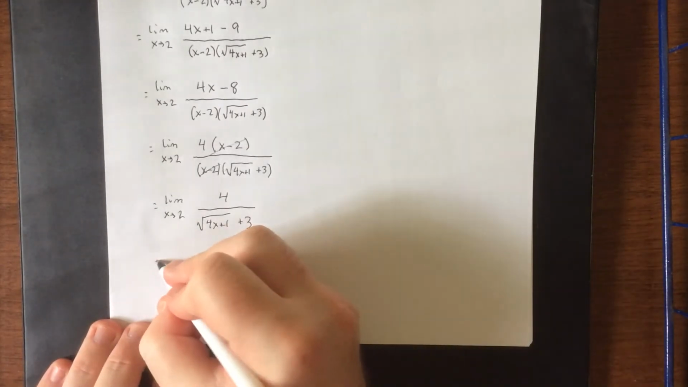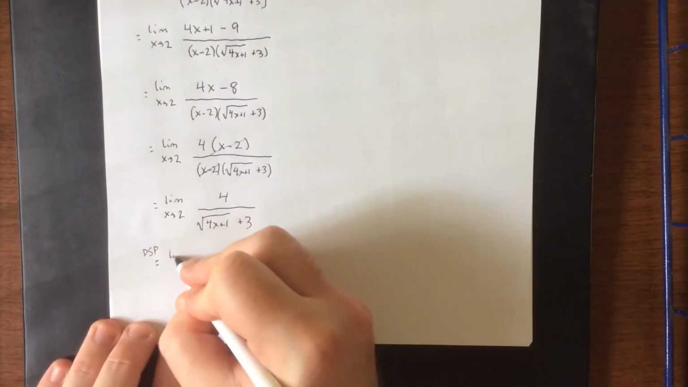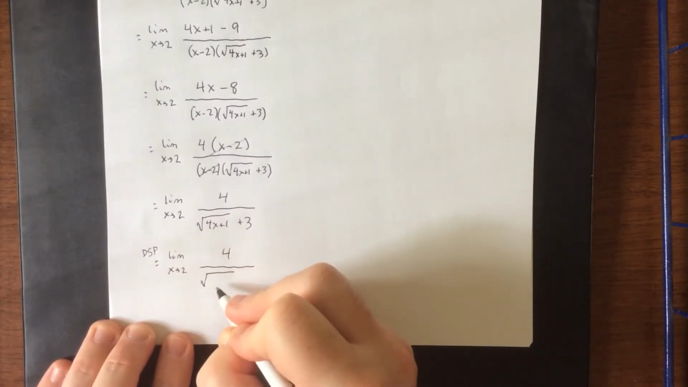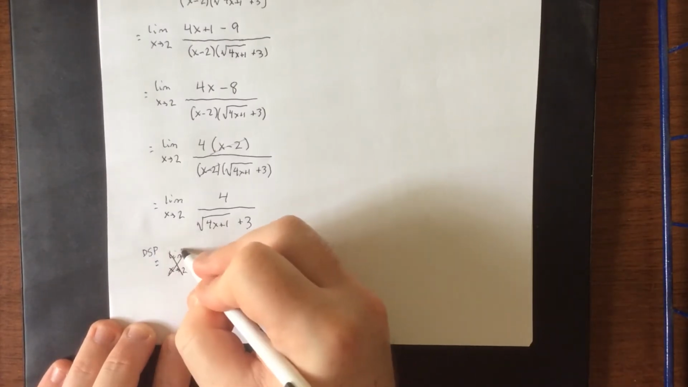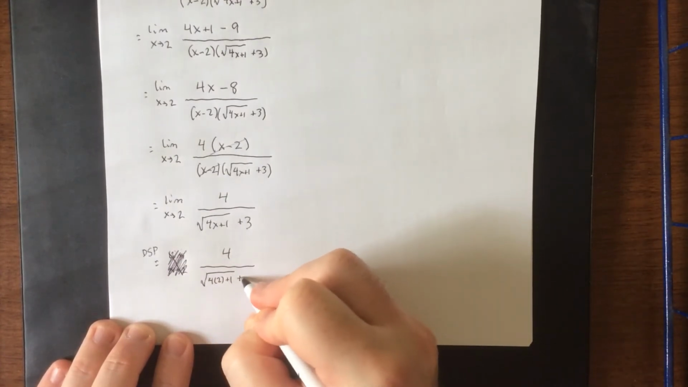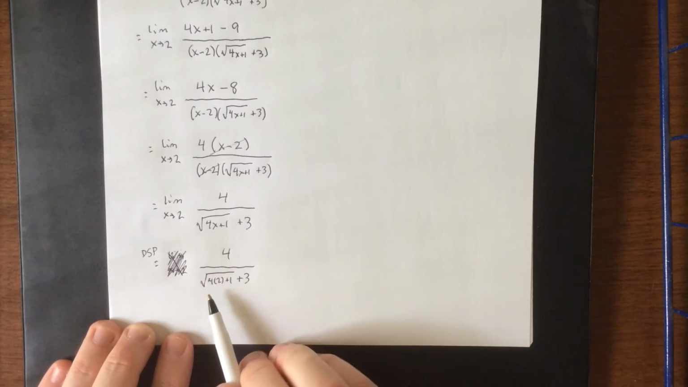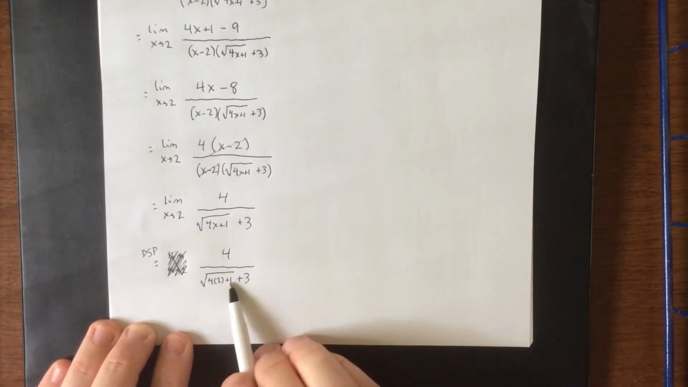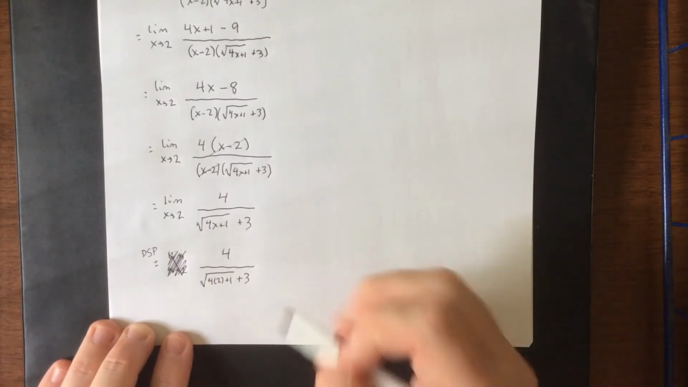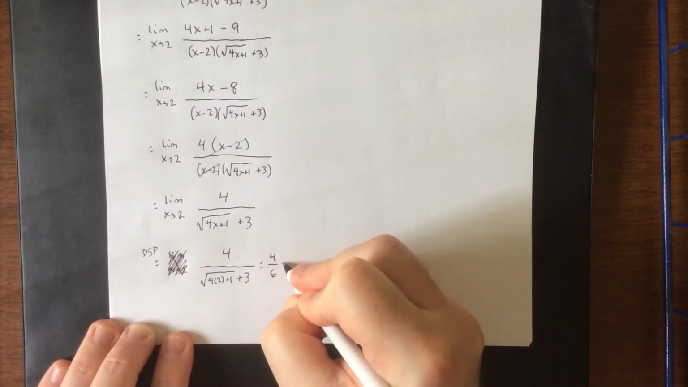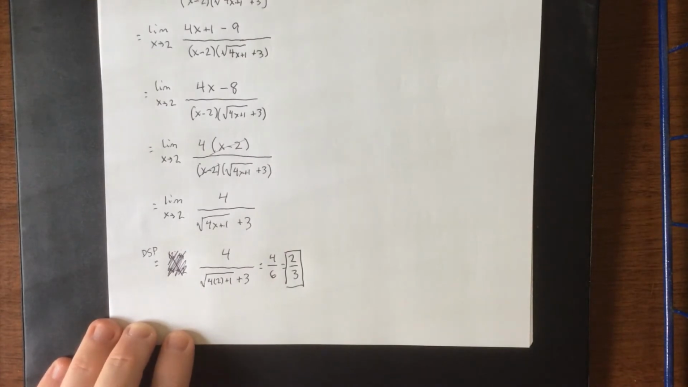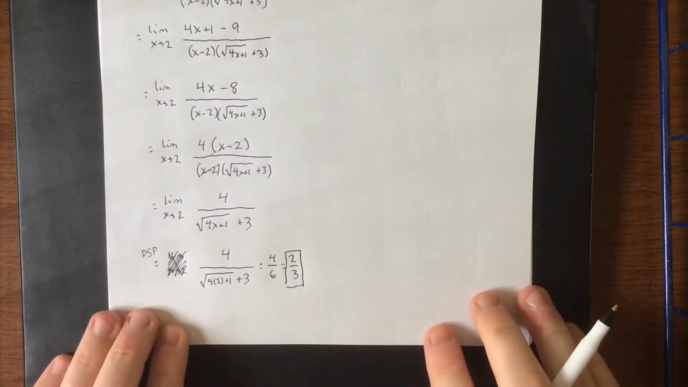You can now use the direct substitution property to get 4 over the square root of 4 times 2 plus 1 plus 3. Oh, I used the direct substitution property, I don't write limit anymore. Inside the radical, that's 8 plus 1, that's 9. Square root of 9 is 3. 3 plus 3 is 6. And your fraction reduces down to 2/3. Good stuff. Now let's take a look at the alternate method.